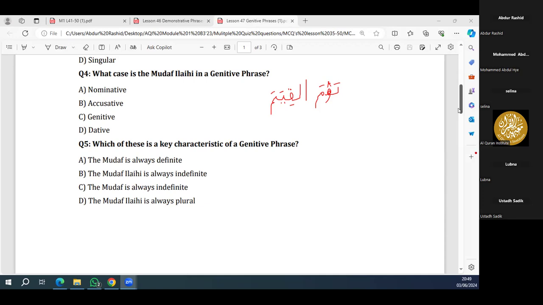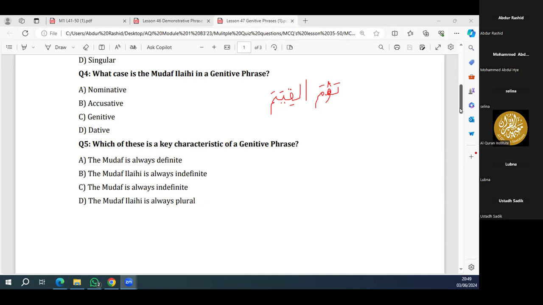So most have said A, mudaf is always definite. And we know that when there's mudaf ilayhi, it has to be definite. We know what the subject is. Now, why would the mudaf ilayhi be always indefinite? Anyone? Didn't do it properly.